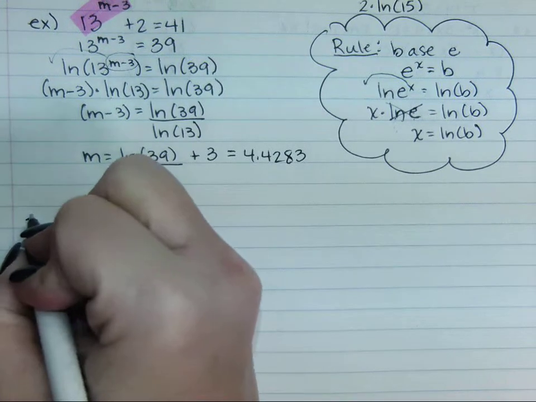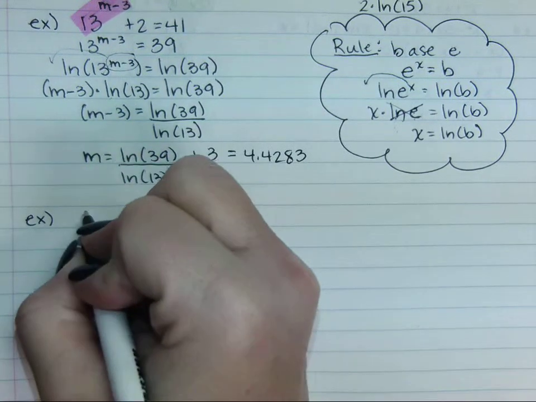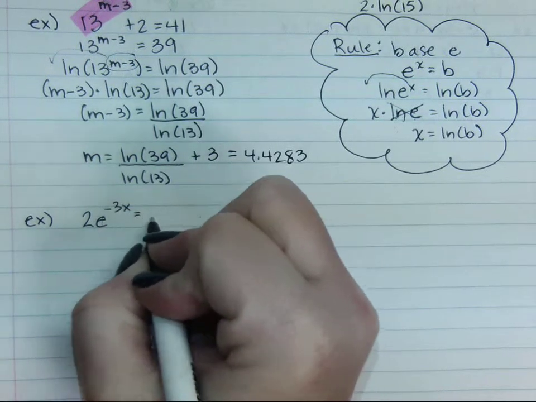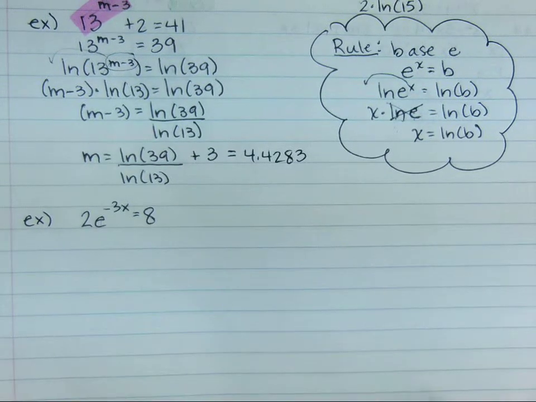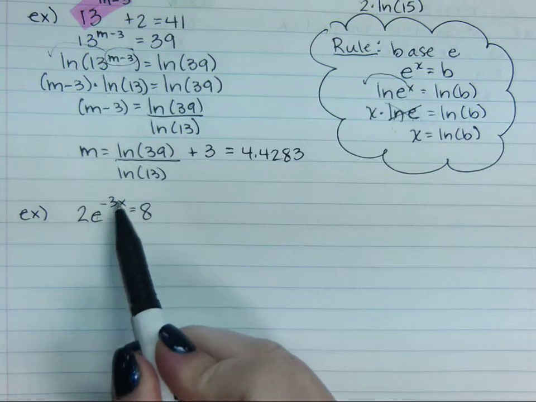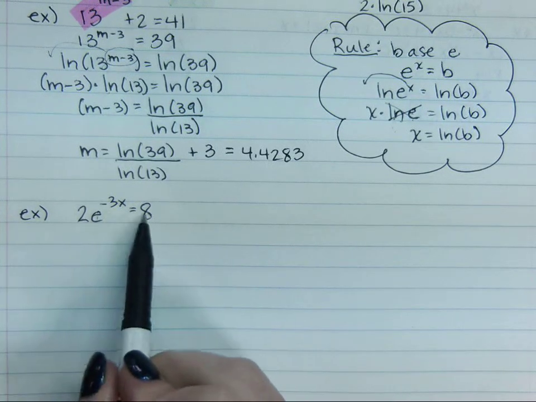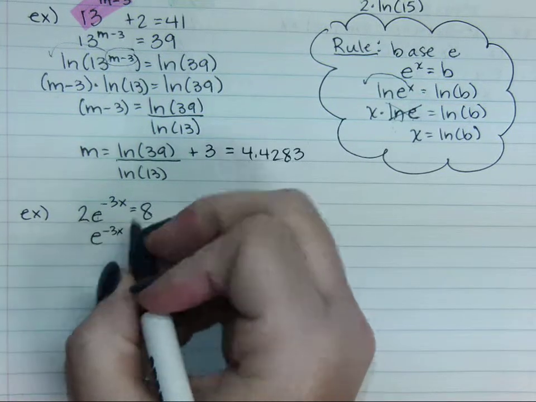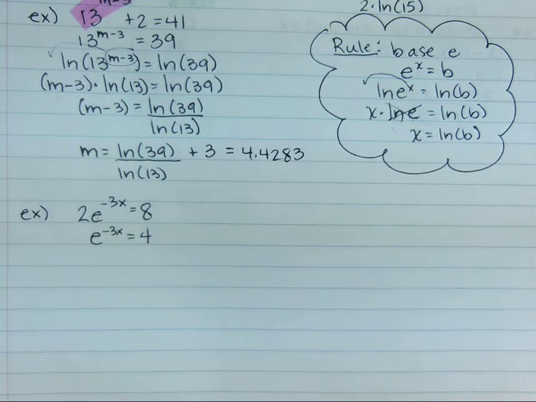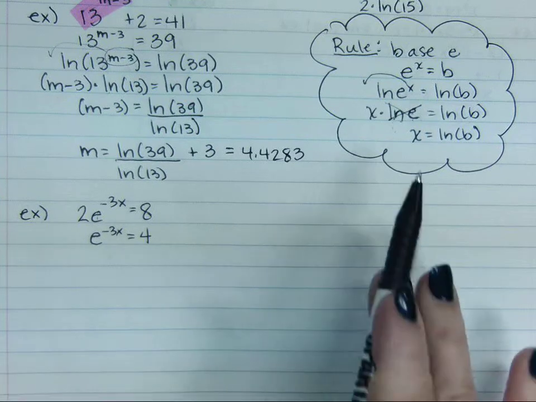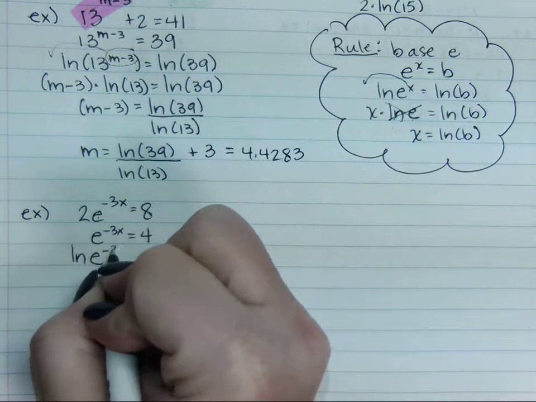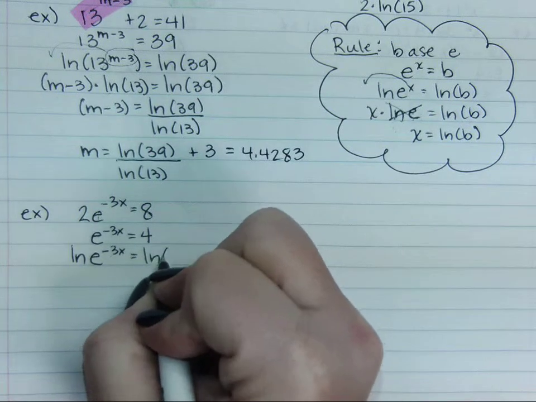So let's just look at a couple examples. 2e to the negative 3x equals 8. And again, you need to isolate your e to the exponent, which means I need to divide both sides by 2 to get 4. And now I can use my property. So the ln of e to the negative 3x equals the ln of 4.